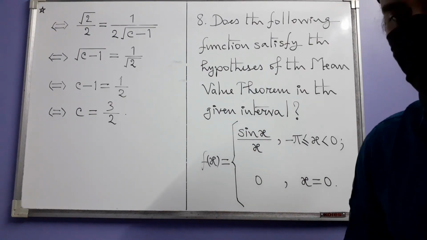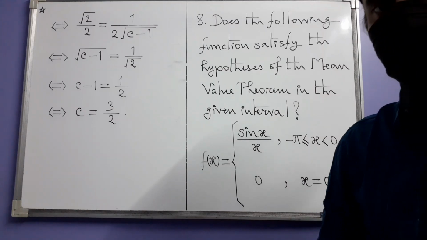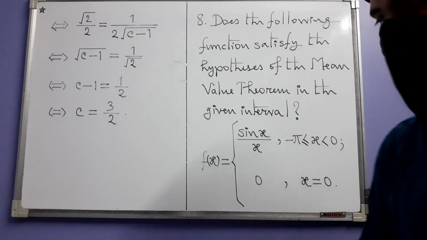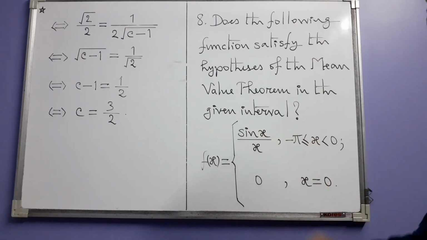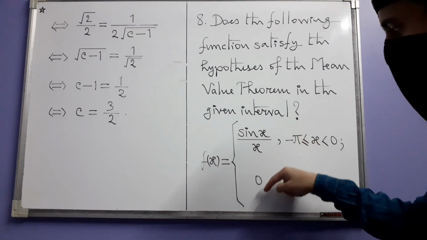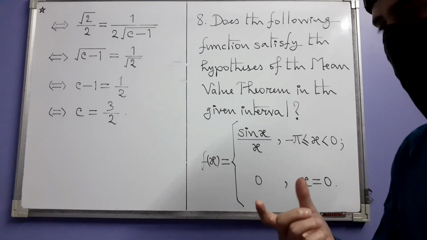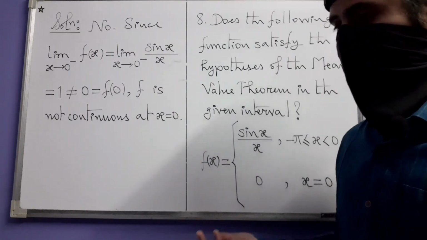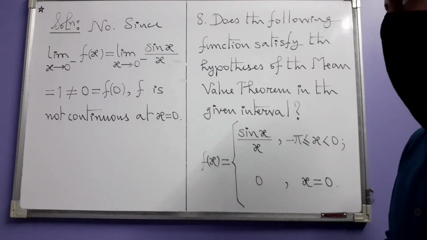Next, let us see number 8. Does the following function satisfy the hypothesis of the mean value theorem in the given interval? The function is this partly defined function f of x equals sin x divided by x if x is greater than or equal to minus pi and less than 0, and is defined to be equal to 0 when x is equal to 0. So the interval here is the closed interval minus pi, 0. And the answer obviously is no, which you can guess from this and this.